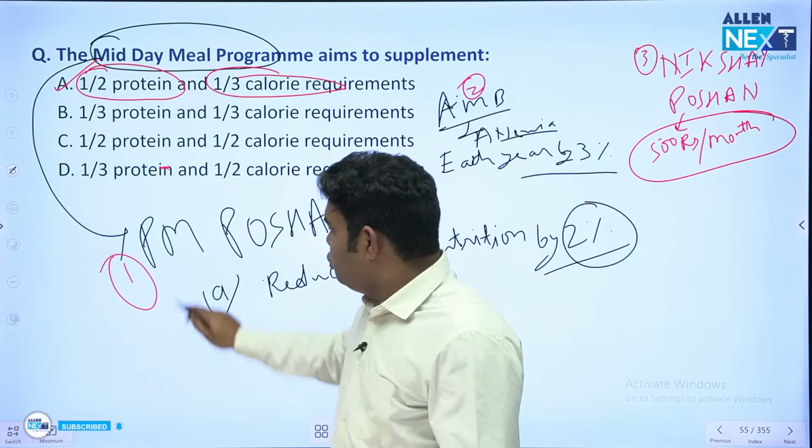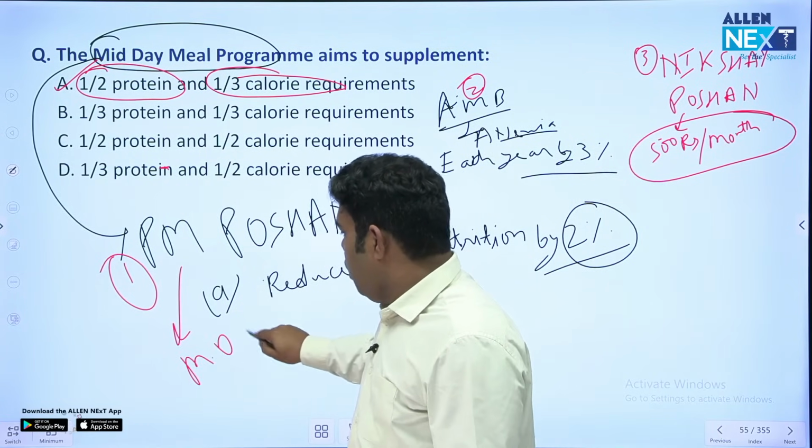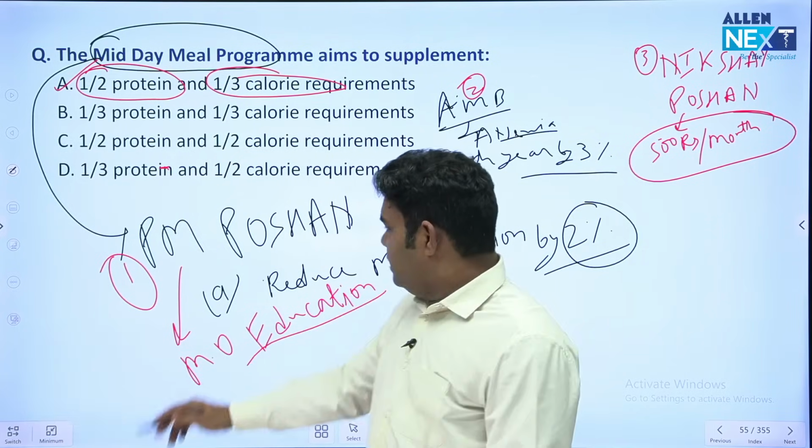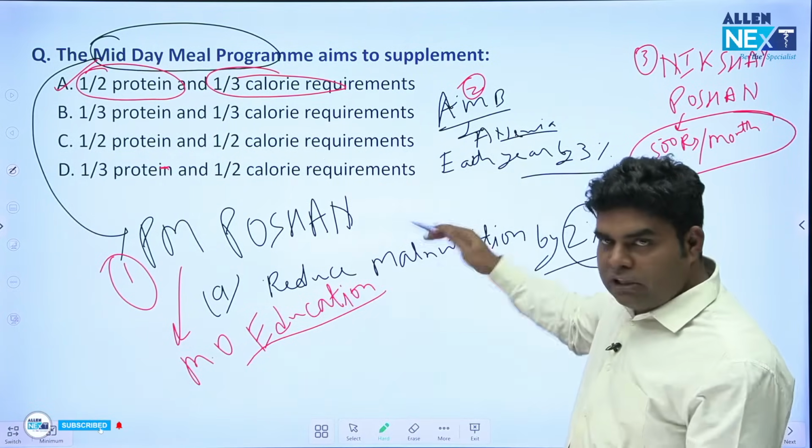Under which ministry does PM Poshan come? It comes under Ministry of Education. Okay. Smriti Irani is Education Minister. She is looking over it.